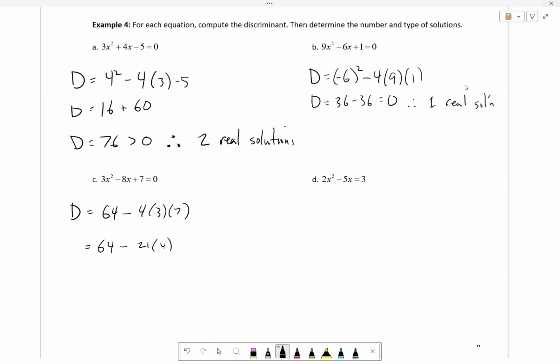No problem. I'm just wondering, do we know already that this is going to be positive? Oh, we already know that it's going to be negative, because 21 times 4 is greater than 64. Are we good with that? So then it's going to be negative. Nice. Right, this is less than 0. Therefore, there are 2 imaginary solutions.